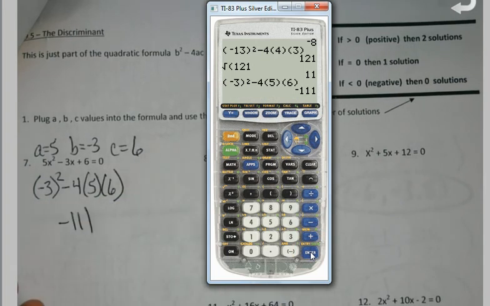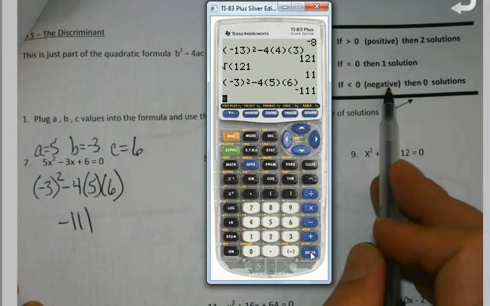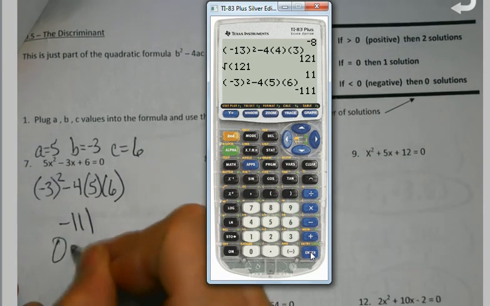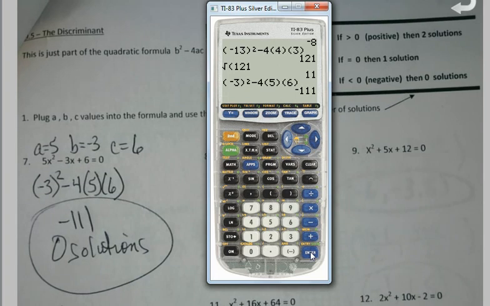So negative 111, and right, my value is less than 0. It's negative. So I have 0 solutions. I have to put that because that's the whole idea of doing the discriminant, is figuring out how many answers there's going to be. So I have to do that.